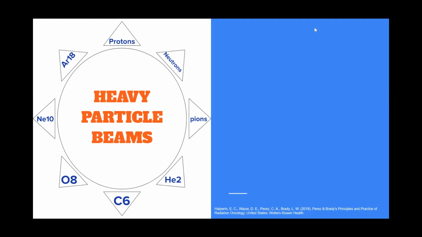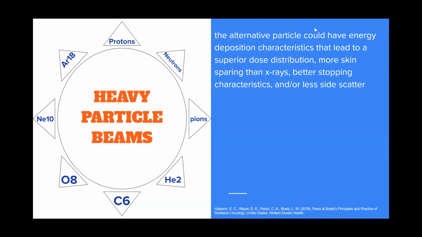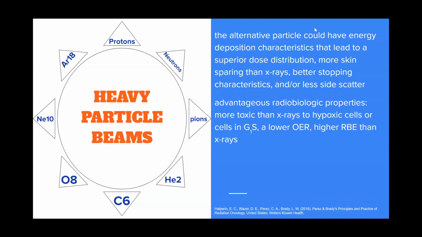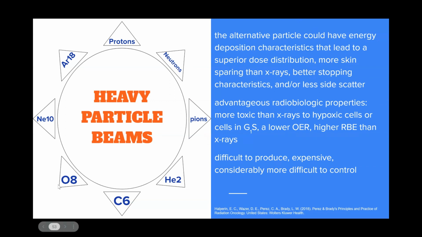Heavy particle beams are alternative particle beams, which have a better dose distribution or more skin sparing than X-rays, or better stopping characteristics, or less side scatter, or they are more toxic to hypoxic cells or radioresistant cells, with a lower OER or a higher RBE. But the only issue with these is that they are difficult to produce. They're very expensive and difficult to control. They include protons, neutrons, pions, helium, carbon 6, oxygen, neon 10, and argon 18. The biggest benefit of them is the Bragg peak.